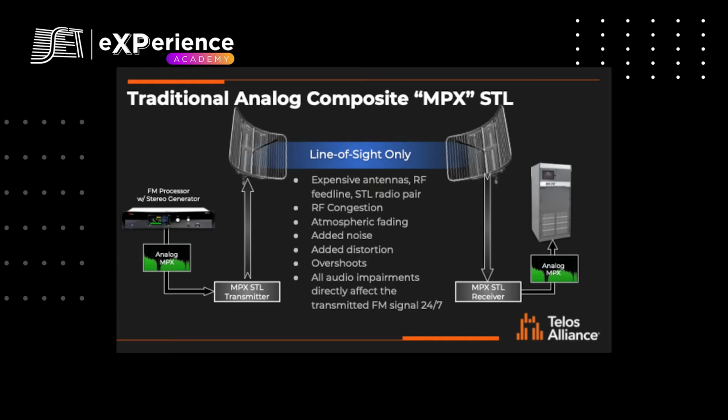Now, the downsides of this kind of link are, they're a little bit expensive with outdoor antennas and good quality coax, plus the radios themselves. There is often RF congestion, especially in big cities. Sometimes you get atmospheric fading if you have a long path. There is added noise. There's added distortion and overshoots, and any of these audio impairments that occur in the STL link will be transmitted by your FM transmitter. So if there's some noise, some distortion, some fading, some less than perfect signal, well, that gets transmitted by your FM transmitter to all of your listeners.